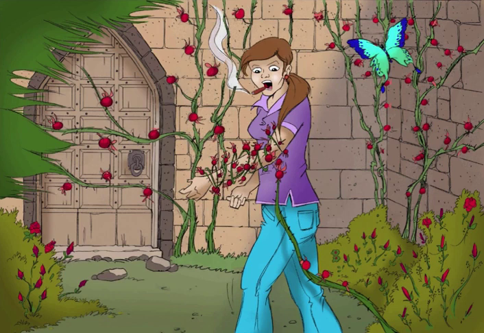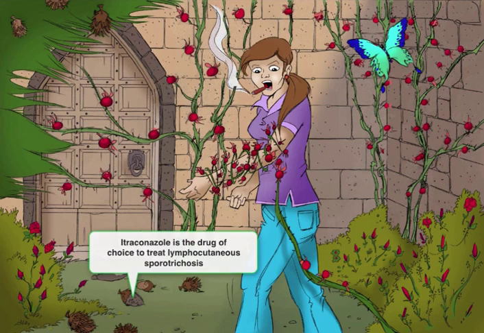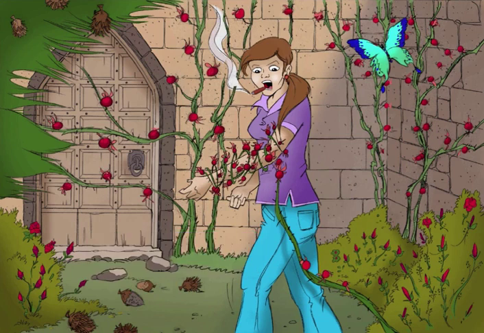So how do we actually treat lymphocutaneous sporotrichosis? Well, itraconazole is the drug of choice. We'll represent itraconazole with our recurring symbol of, that's right, some pine cones. We'll draw a few pine cones in the tree and some on the ground. These pine cones seem to work their way into every one of our fungal videos. So it seems like you really can't go wrong if you're guessing a conazole for a fungal infection.